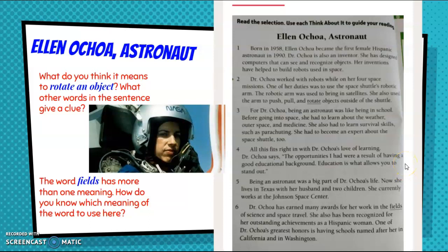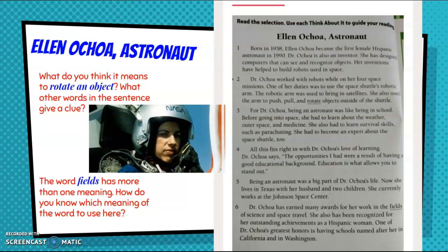Being an astronaut was a big part of Dr. Ochoa's life. Now she lives in Texas with her husband and 2 children. She currently works at the Johnson Space Center. Dr. Ochoa has earned many awards for her work in the fields of science and space travel.